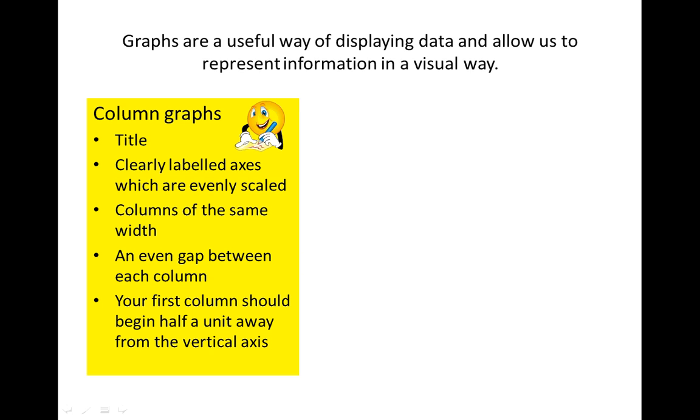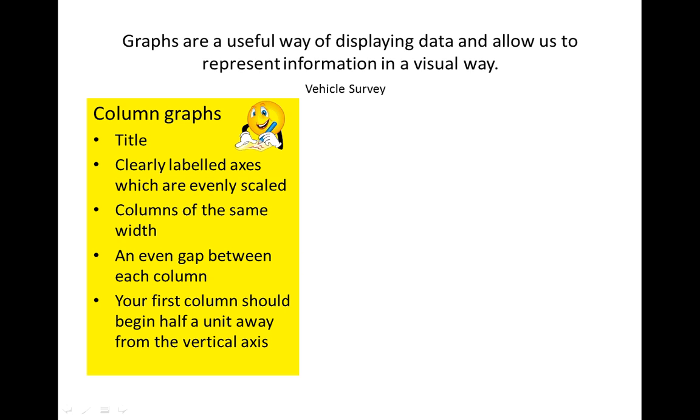The next thing that I need to make clear is that the first column that you draw should not be right up against that vertical axis. Try making it half a unit or perhaps half a centimetre away from that axis, and then we can read those values quite clearly.